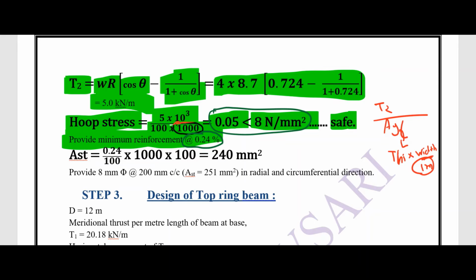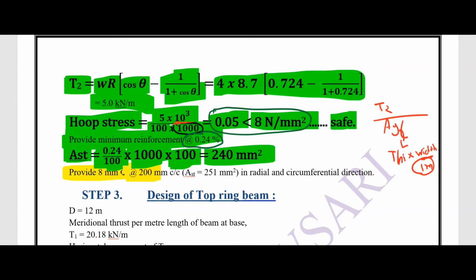That's why AST is 0.24 divided by 100 into 1000 into 100, so 240 mm square. So we provide 8 mm dia at 200 mm center to center in radial and circumferential direction. Right? So our top dome design is completed.